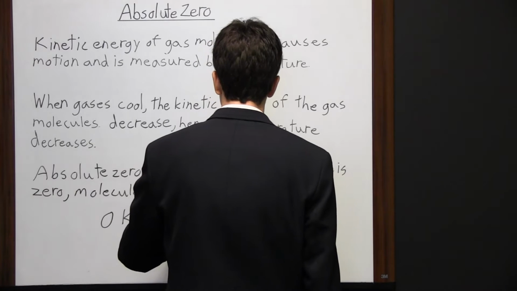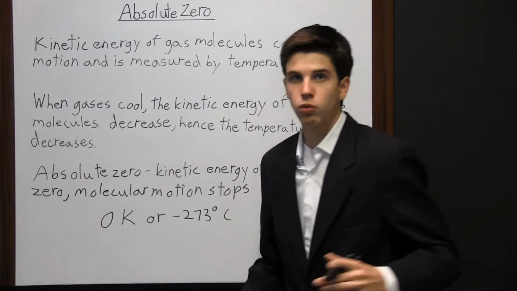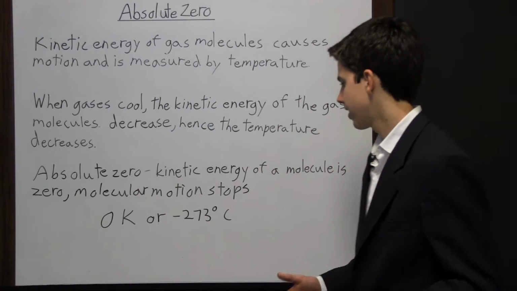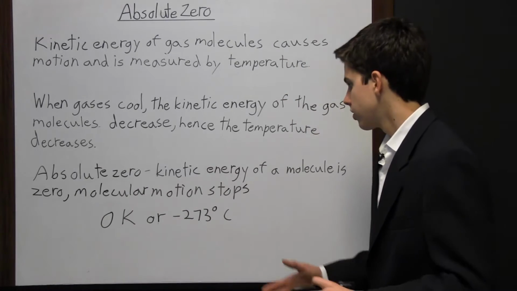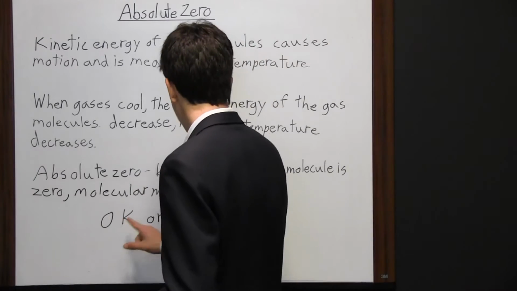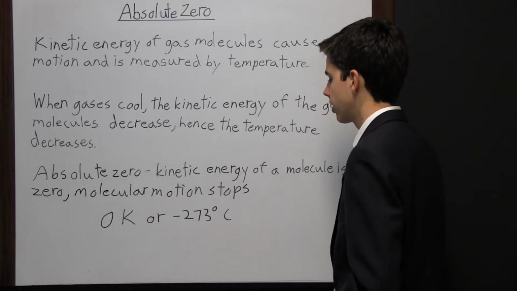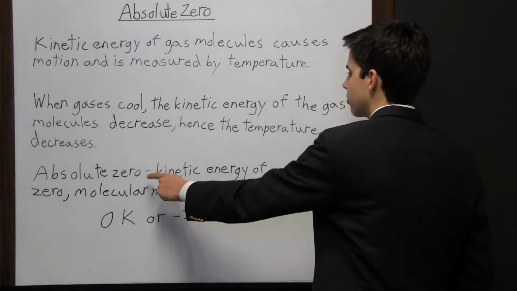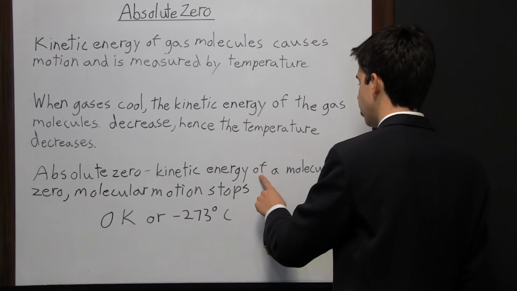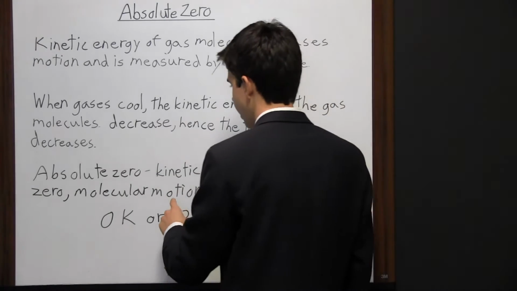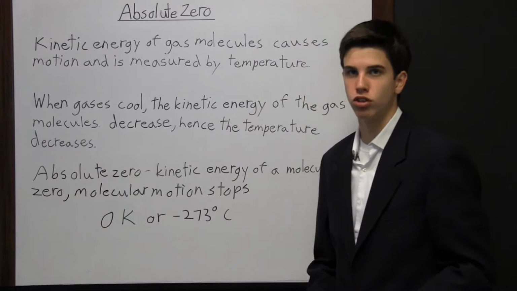Now, I didn't use Fahrenheit here because in science, we don't use Fahrenheit very often because that's not as important. So here we just have it in Kelvin or in Celsius. So 0 degrees Kelvin or negative 273 degrees Celsius is absolute zero. And that's when kinetic energy of the molecules is 0, and therefore molecular motion stops.